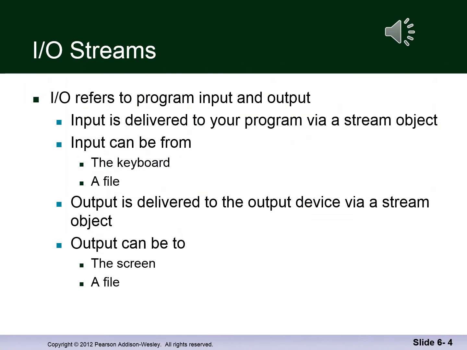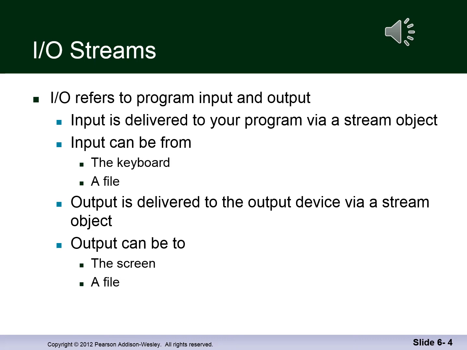You'll frequently see the term I/O. I/O refers to program input and output, how data gets into the program and how data is output from the program. Input is delivered to your program via a stream object. Input can come from the keyboard, or input can also come from a file. Up until this point, we've only handled input using cin from the keyboard. In this lecture, we will talk about file streams and input from a file.